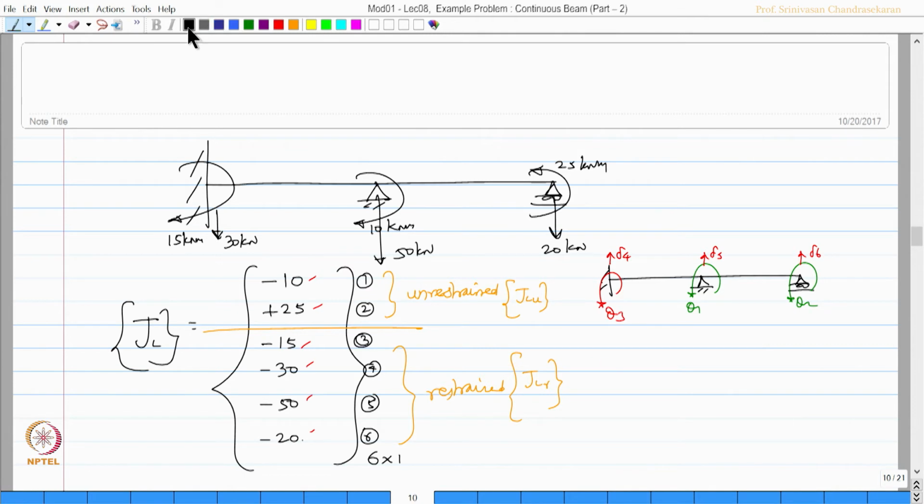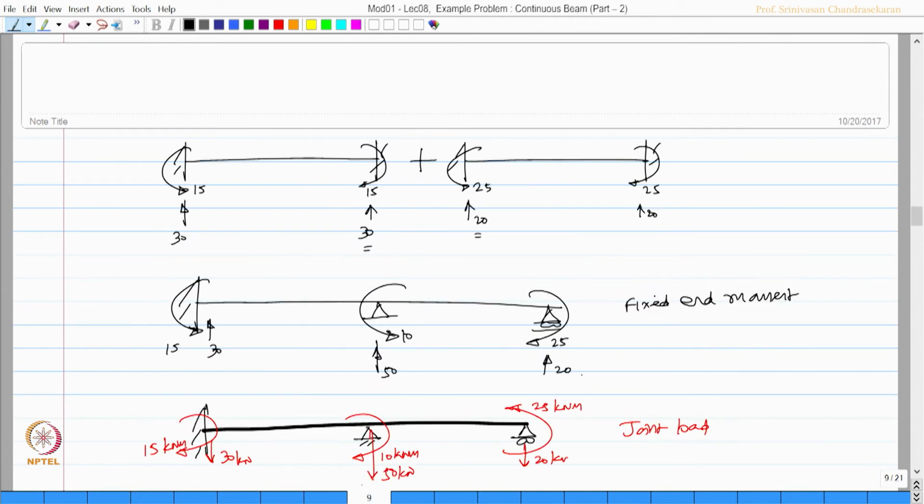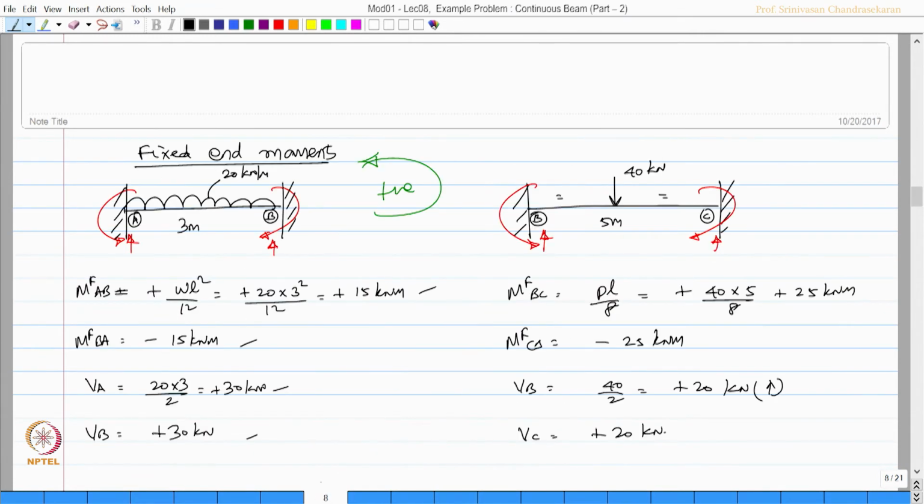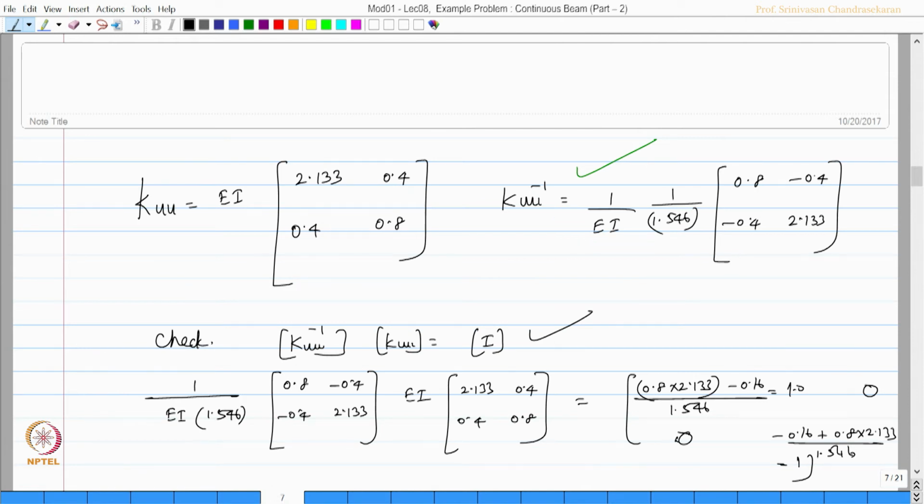So, now I can write the J L U vector, that is unrestrained vector, is minus 10 and plus 25, correct. Once I have this, I can now say the joint load displacement of unrestrained will be K U U inverse of that of J L U. So, K U U inverse, if you see, we already worked out that it is with us here. This is my K U U inverse.